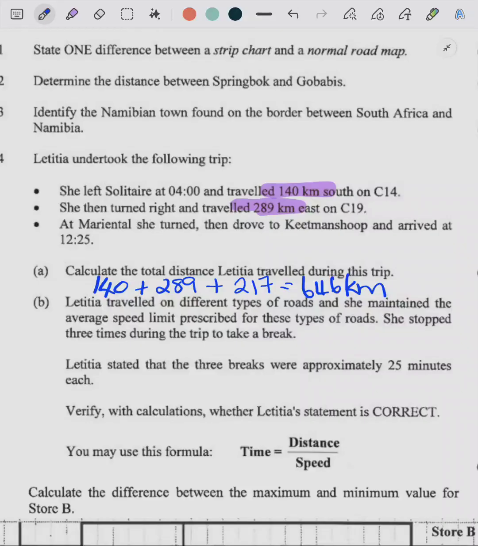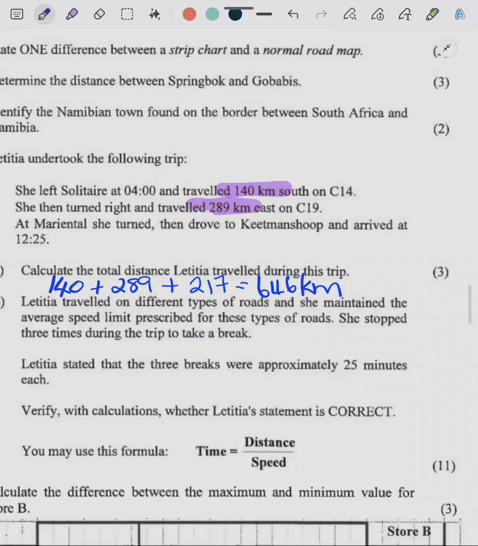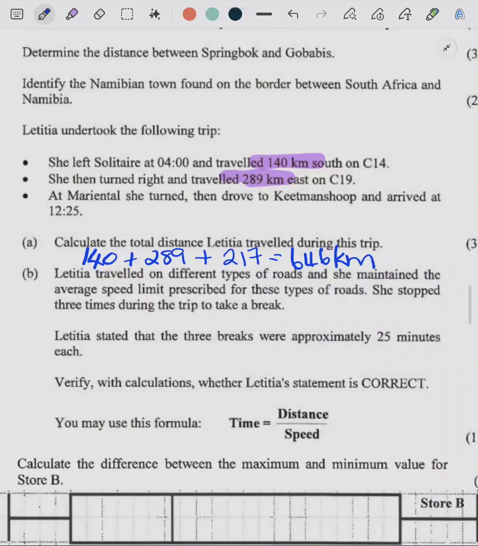Okay. Now this next question is quite a big question because you can already see it's 11 marks. Letitia traveled on different types of roads and she maintained an average speed limit prescribed for these types of roads. She stopped 3 times during her trip to take a break. So I'm already highlighting that because it's going to come up. She stated that each of her breaks were 25 minutes. And they want us to verify with calculation whether her statement is correct.